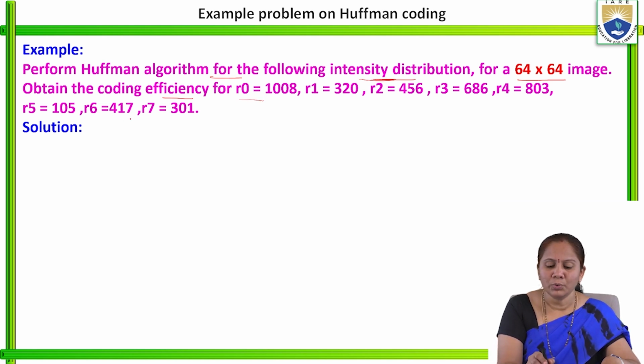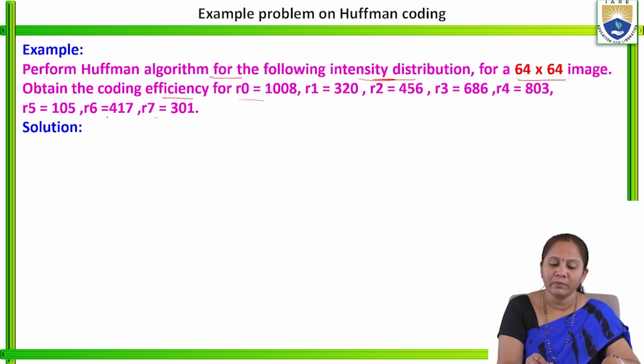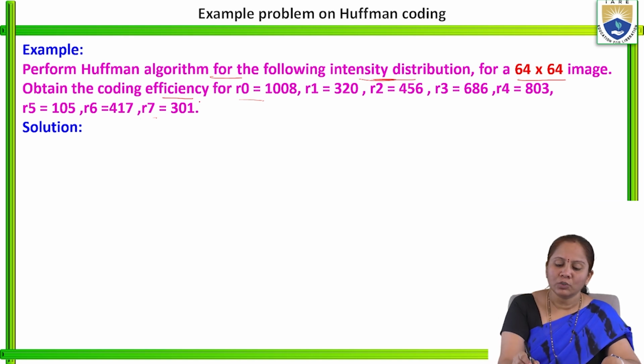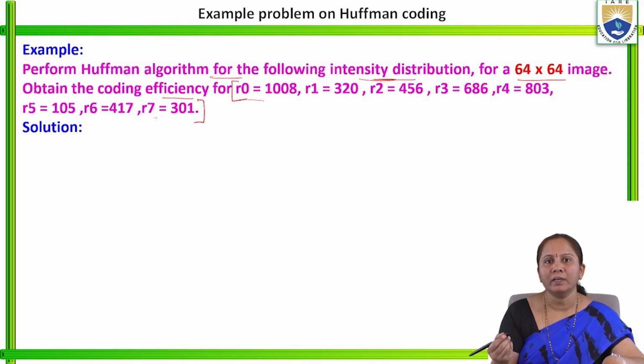R0 to R7. Here the value of R0 is 1008, R1 is 320, R2 is 456, R3 is 686, R4 is 803, R5 is 105, R6 is 417 and R7 is 301. So these are the symbols they have given. But they are not probabilities. We have to first find the probabilities of the given symbols.